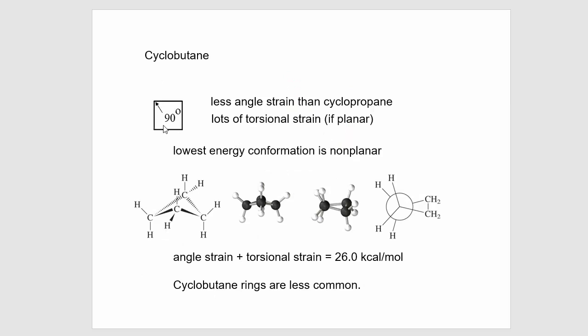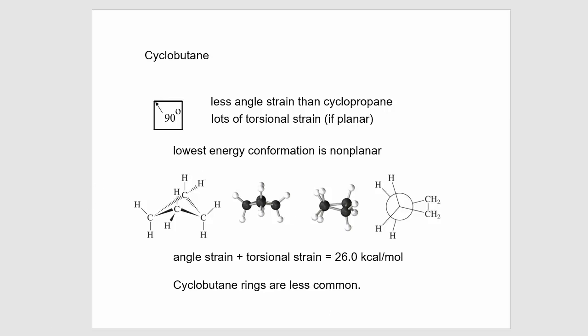I mean, the 90-degree bond angle is bad, but it's nowhere near as bad as 60, so there's less penalty for the actual bonds. On the other hand, you do get a little bit more flexibility, a little bit of an ability to get out of a purely eclipsed conformation into a staggered conformation, although there's only so much wiggle room available. The upshot is that the total amount of strain in a cyclobutane ring is really similar to that in a cyclopropane ring.